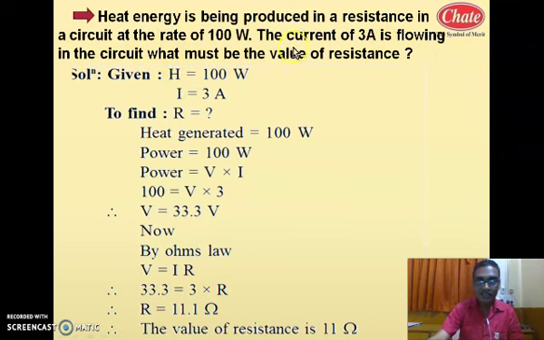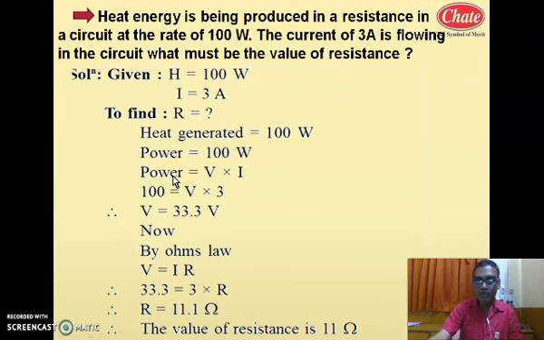See here, this is power. Power is denoted by P. It is 100 watt. Here the current is 3 ampere and we have to find the resistance. So here the heat generated is given in the form of wattage, that is 100 watt. Watt means it is power. So power is 100 watt.